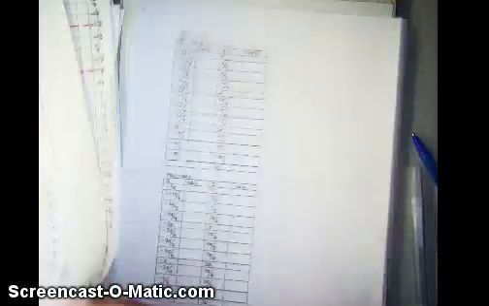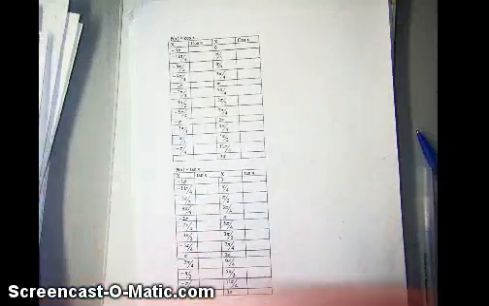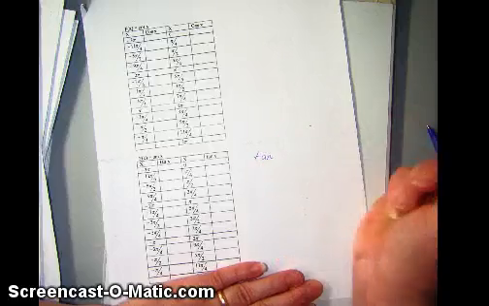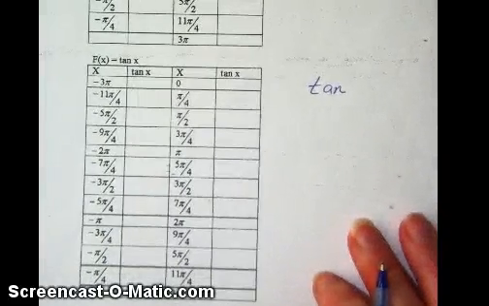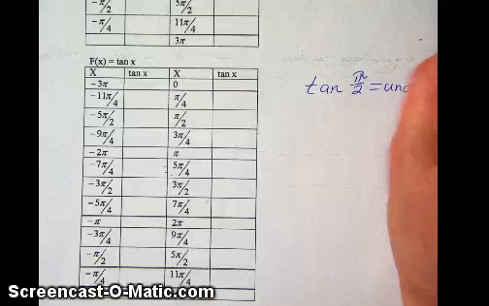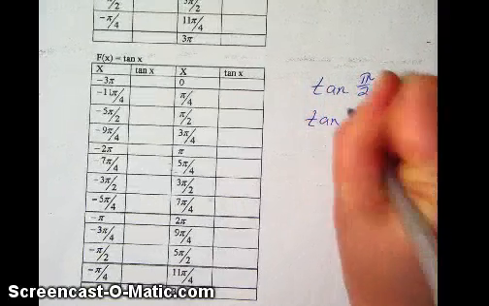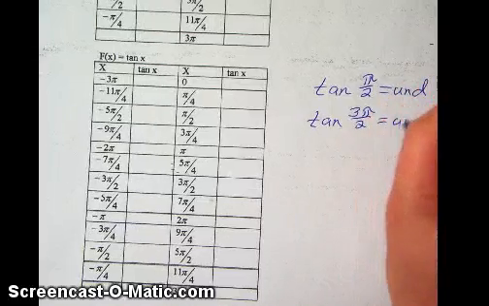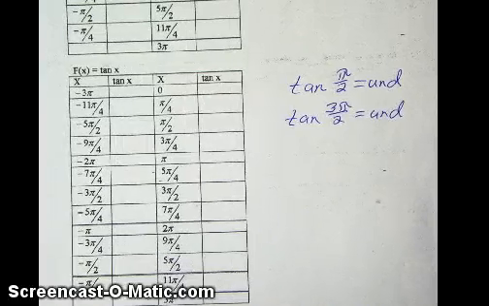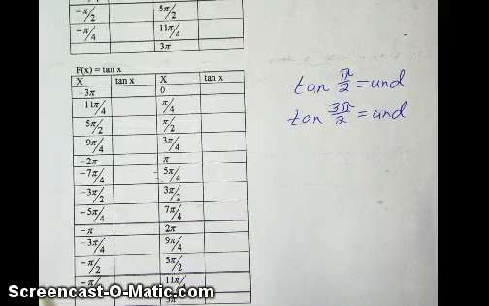Oh, I thought I had my trig card with me. Okay. So, tangent, if you were to look on your trig card, tangent of pi over 2 is undefined. Tangent of 3 pi over 2 is also undefined. If you look at your trig card, you will see that. All angles that are coterminal with pi over 2 and 3 pi over 2 are undefined.